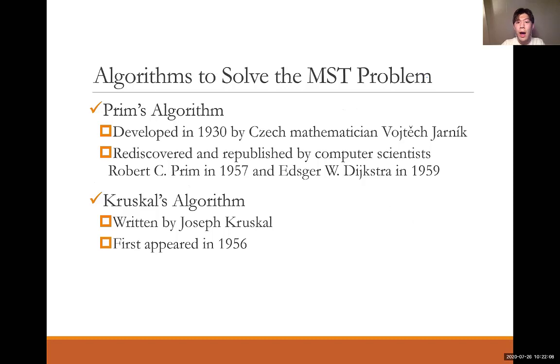The first is Prim's algorithm. This algorithm was developed in 1930 by a Czech mathematician, and then it was rediscovered and republished by computer scientist Robert C. Prim in 1957 and Edsger W. Dijkstra in 1959. So this algorithm is named after Robert C. Prim. And then another really famous algorithm is Kruskal's algorithm. It was written by Joseph Kruskal, and it first appeared in his paper in 1956. Both of these algorithms are also called greedy algorithms, as in the process, as we will show later, it always tries to find the minimal edge in every step of the process.